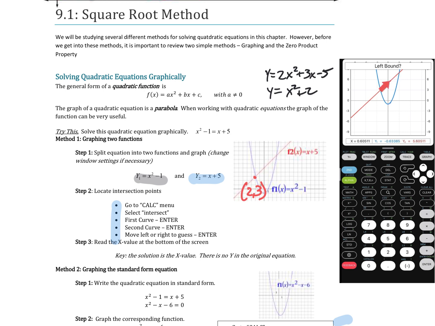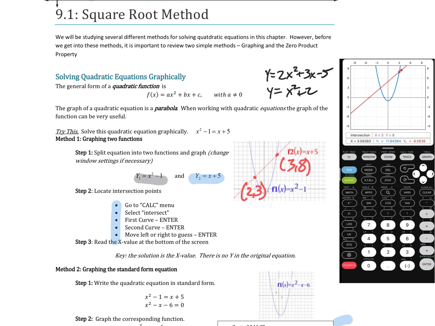And we want to find, again, the left bound. So we're looking for this point, so we go to the left of it. We move the cursor over to the right of it. And it tells us that that point crosses at 3, 8. So this point right here is at 3, 8. Okay. And so we found our 2 points.